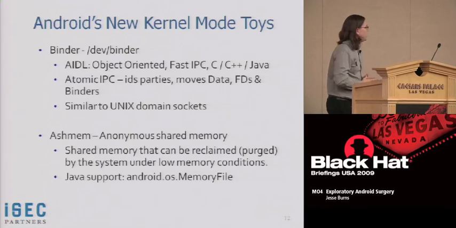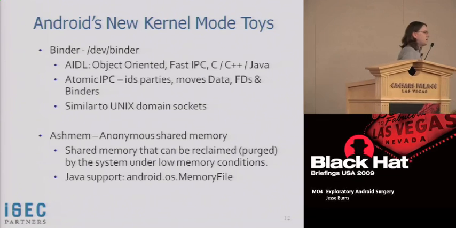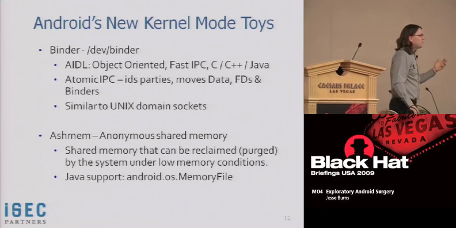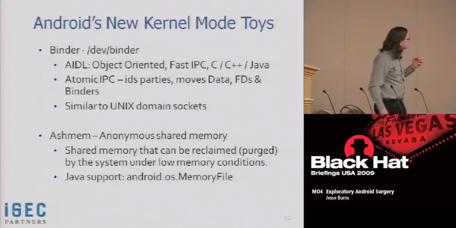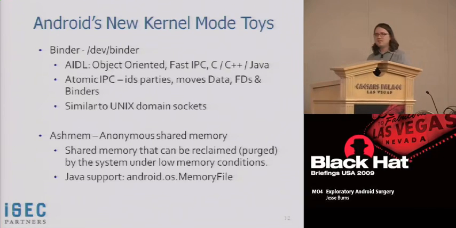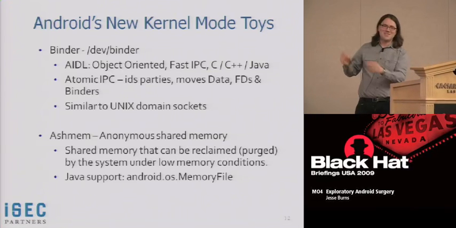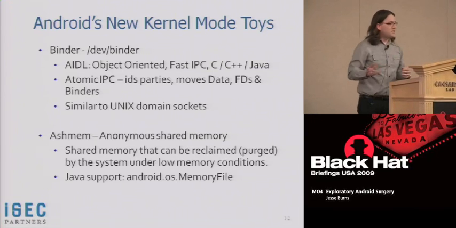Anonymous shared memory. Anonymous shared memory is shared memory that can just be reclaimed by the operating system. And when you create one of these memory file objects, which is the Java wrapper for this kernel feature, you specify a name. And people are used to having shared memory that's named and that they can access. And this is not named, it's anonymous. That's what the A is for. Those names are just little hints.